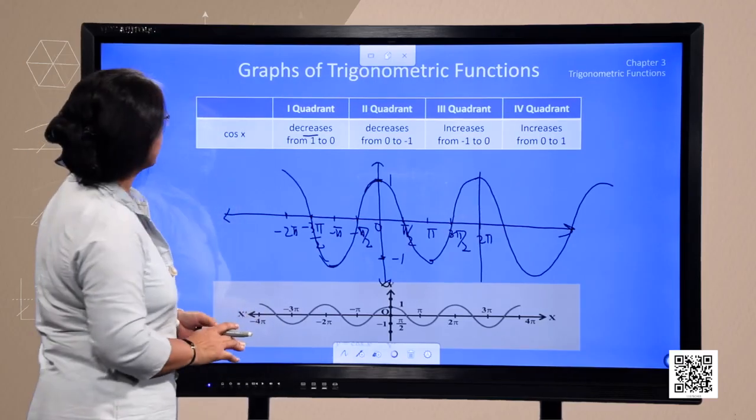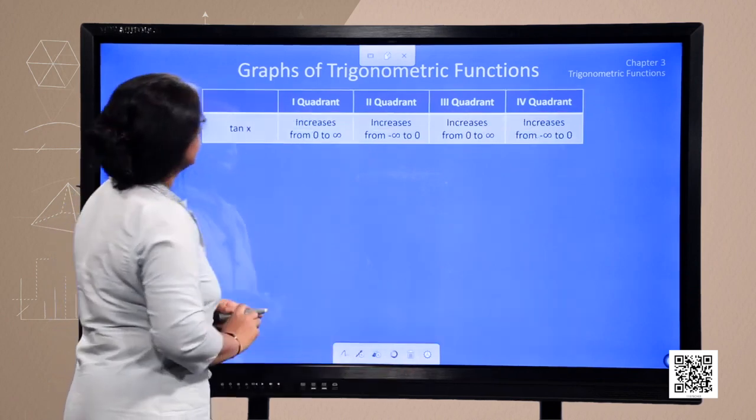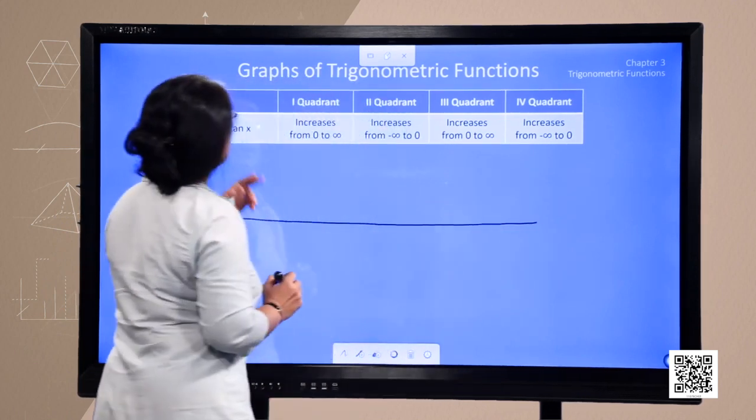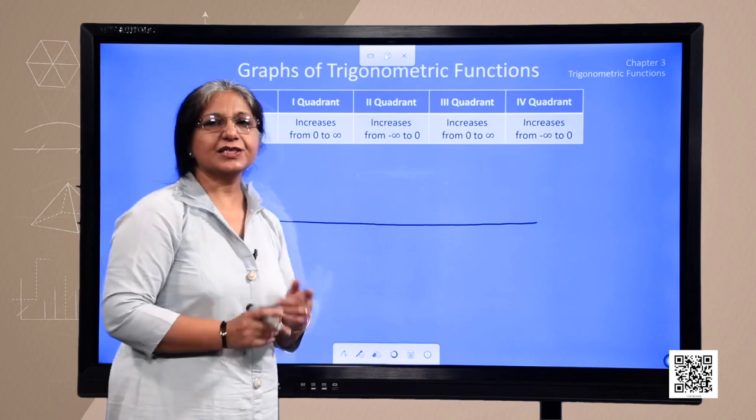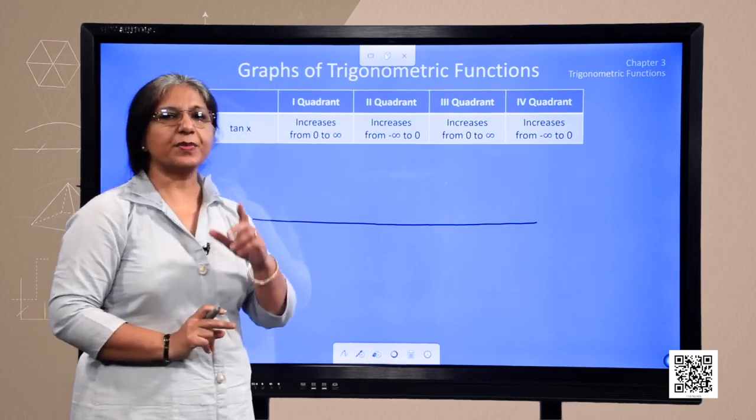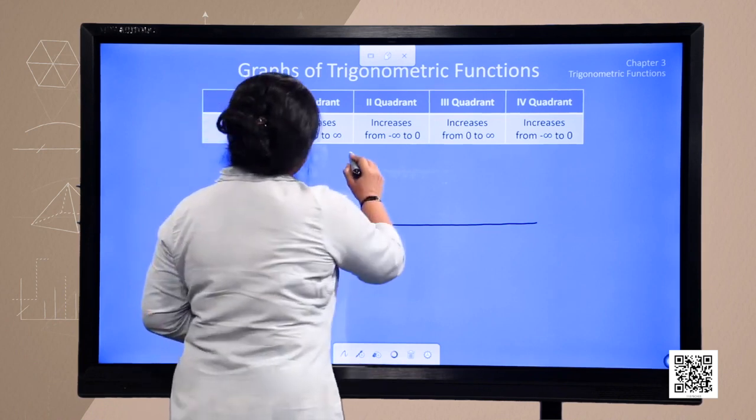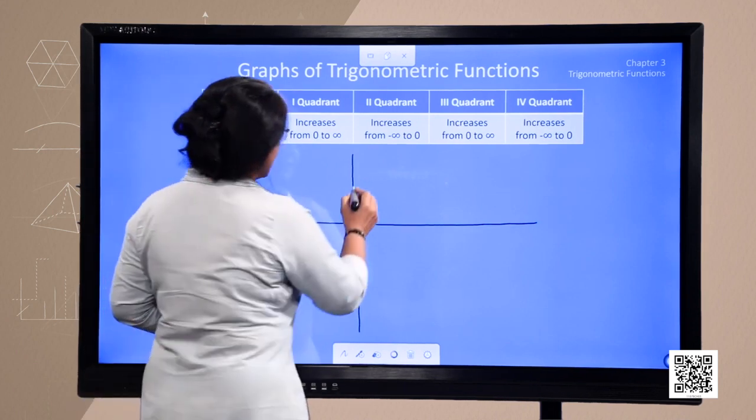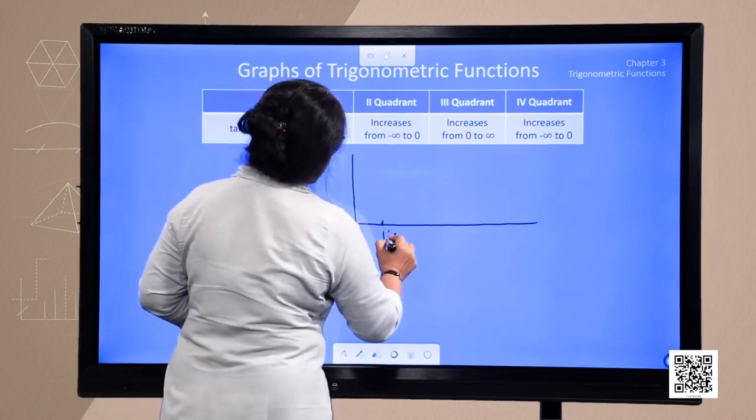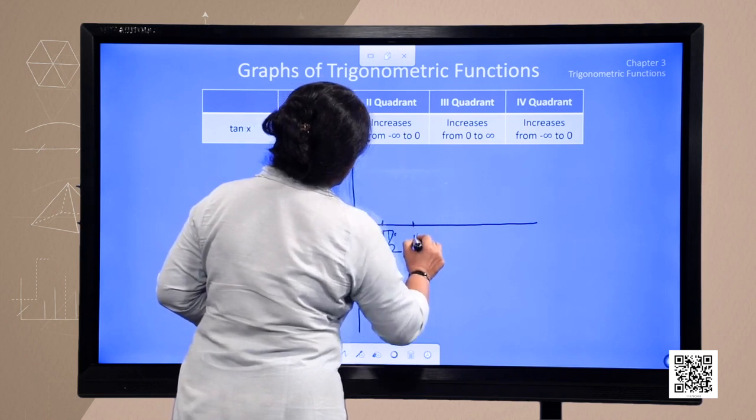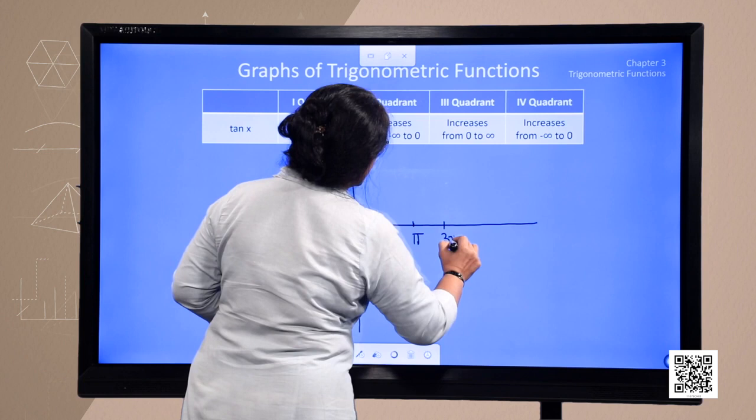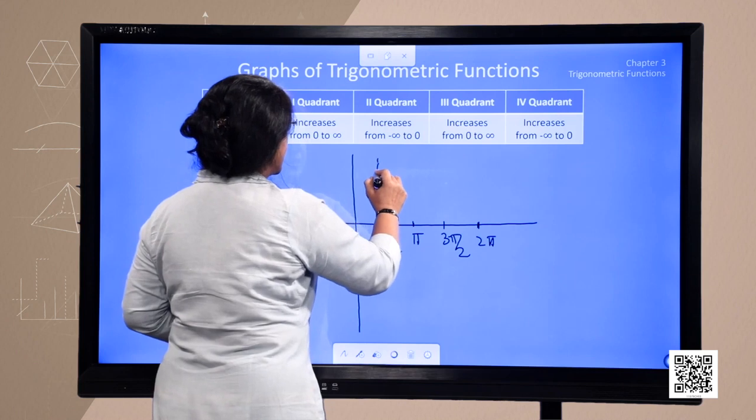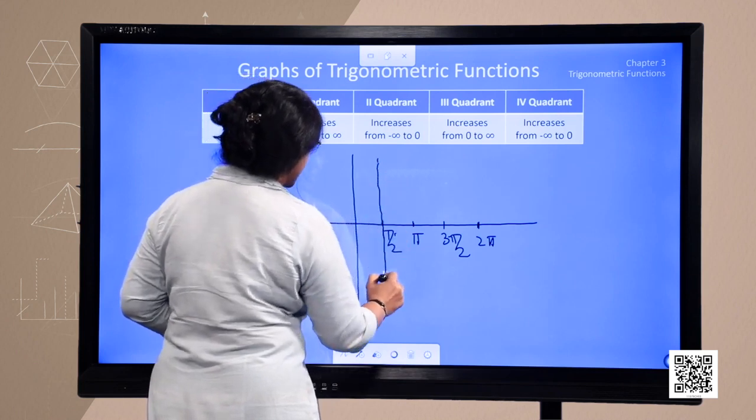Now, we shall move to graph of tangent. Here we know in the domain of tangent x, tangent is not defined at odd multiples of pi by 2. So, for that we need to first demarcate those points where tangent is not defined. Tangent is not defined at pi by 2 and 3 pi by 2. We will first mark these points, means graph will not touch these points.